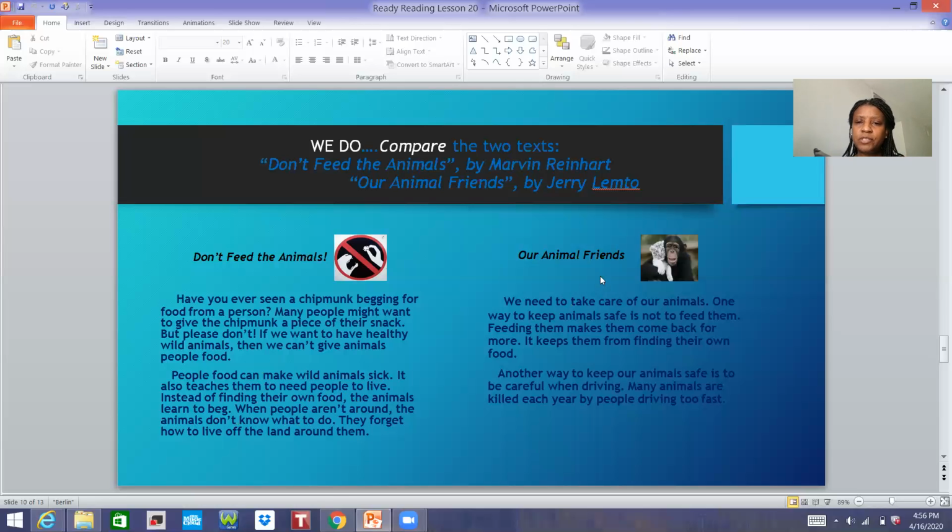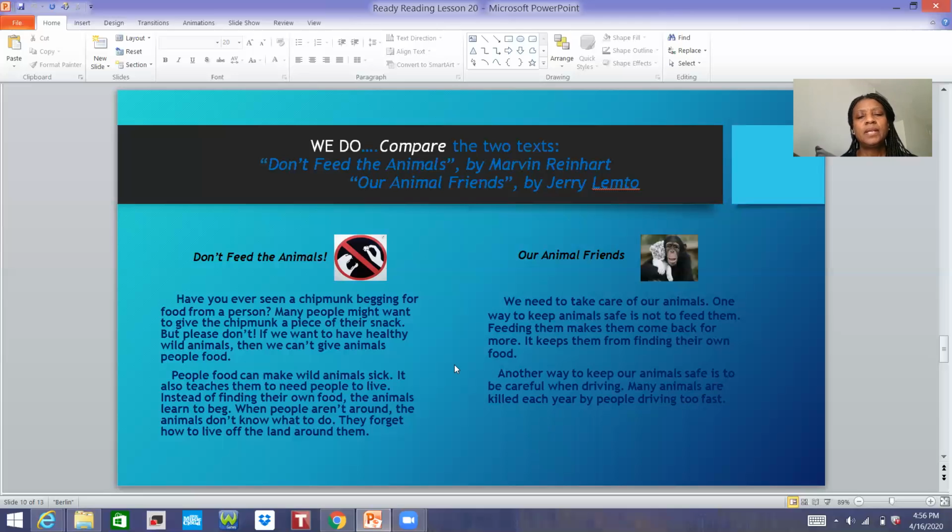I'm going to read text number 2 again because, again, remember, we're looking for how these two texts are different. "Our Animal Friends." We need to take care of our animals. One way to keep animals safe is not to feed them. Feeding them makes them come back for more. It keeps them from finding their own food. Another way to keep our animals safe is to be careful when driving. Many animals are killed each year by people driving too fast.